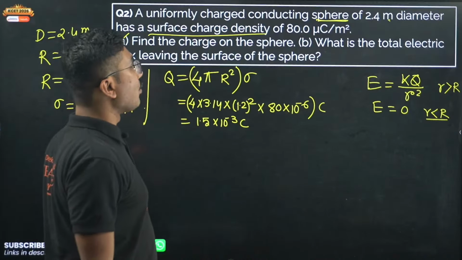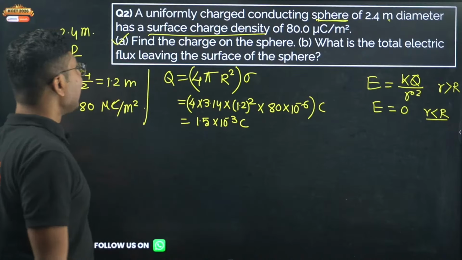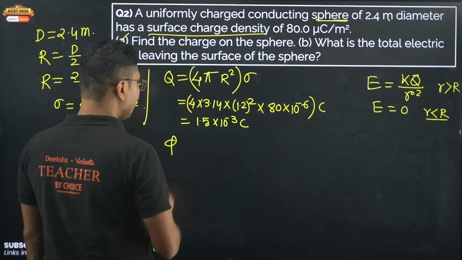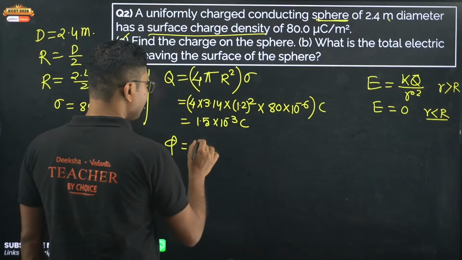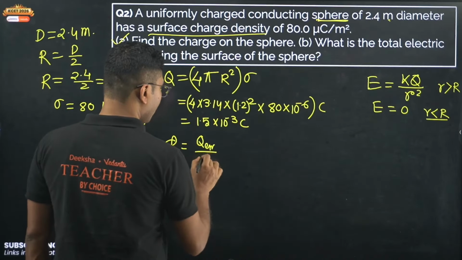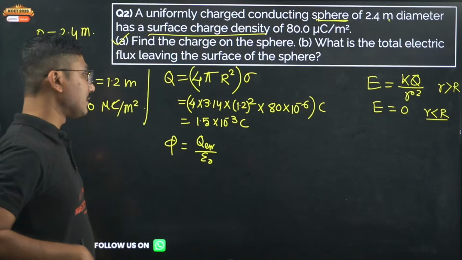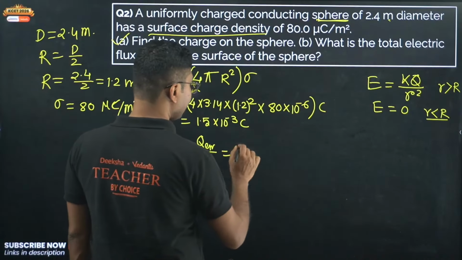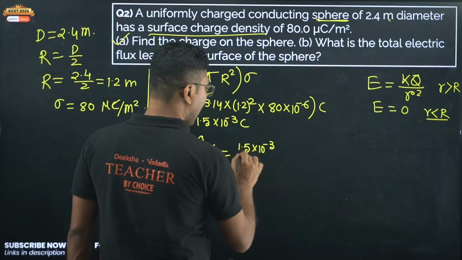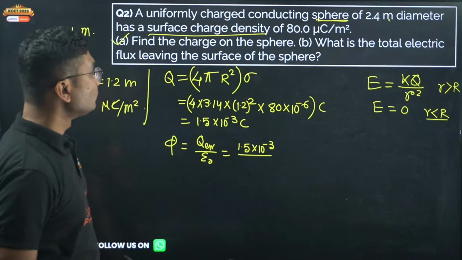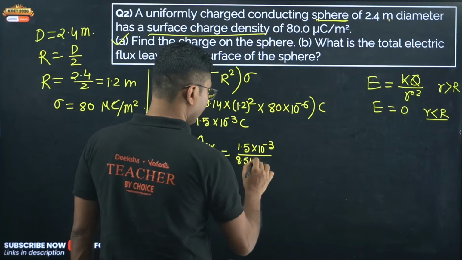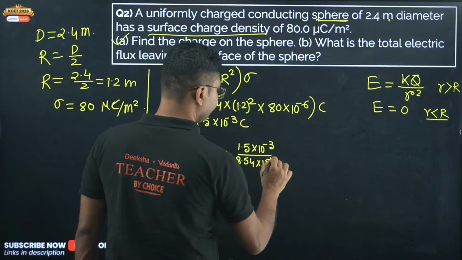Now they are asking you what is the total electric flux leaving the surface of the sphere. Total electric flux leaving the surface. So from Gauss's law, we know that electric flux is charge enclosed divided by epsilon naught, right? This is the charge, this is the electric flux. So electric flux is charge enclosed, 10 to the power of minus 3, divided by epsilon naught, which is 8.54 into 10 to the power of minus 12.